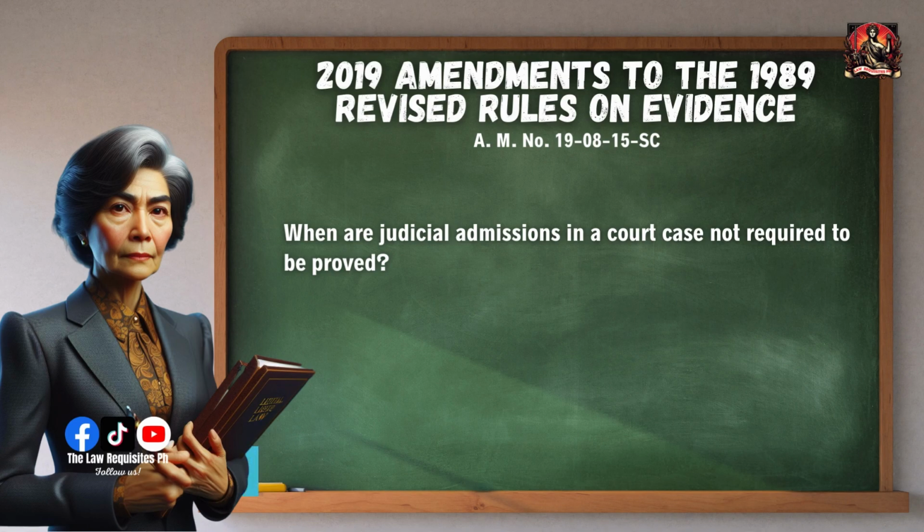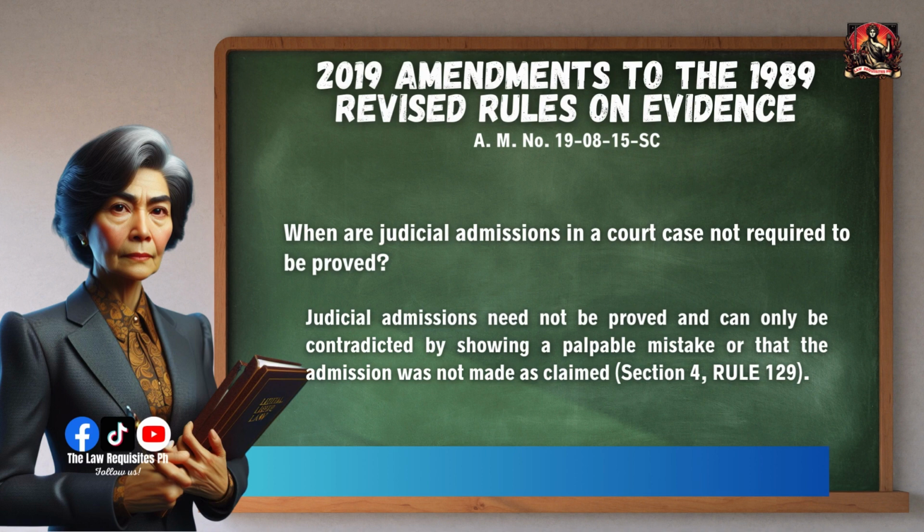When are judicial admissions in a court case not required to be proved? Judicial admissions need not be proved and can only be contradicted by showing a palpable mistake or that the admission was not made as claimed, Section 4, Rule 129.